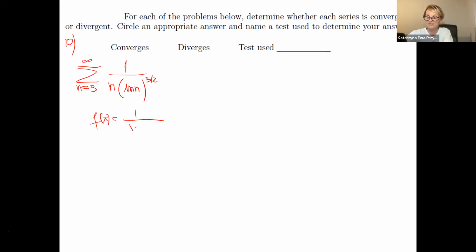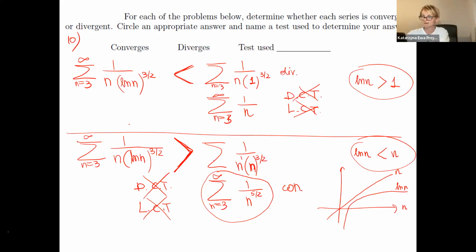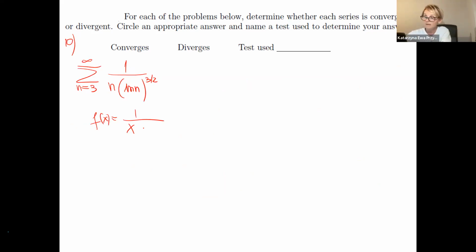That's the corresponding function. We have to, because the test for divergence also doesn't work. I'm supposed to say somewhere that the test for divergence doesn't work because the limit is 0. I think you can see I eliminated all of our tools. It's not a geometric one. x ln of x to the power of 3/2.